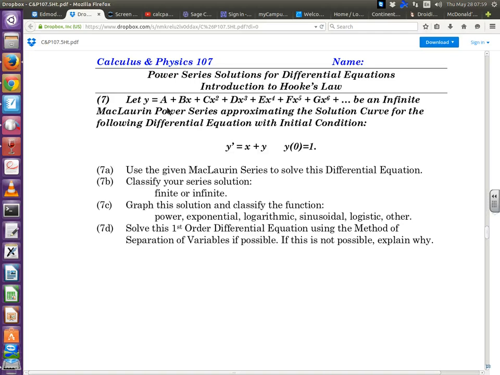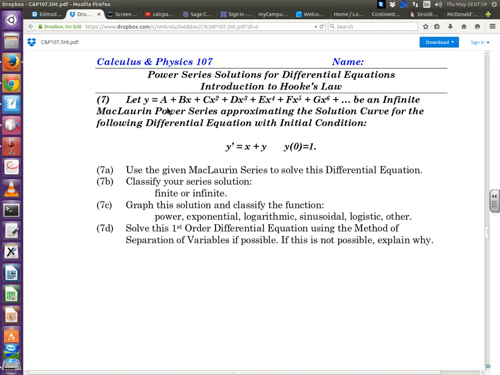There's another letter there. Let's go straight to part D. Solve this first order differential equation using the method of separation of variables if possible. If not possible, explain why. Well, is it variable separable? No. Right? If this was x times y, you could divide, multiply. But x plus y? Ugh.